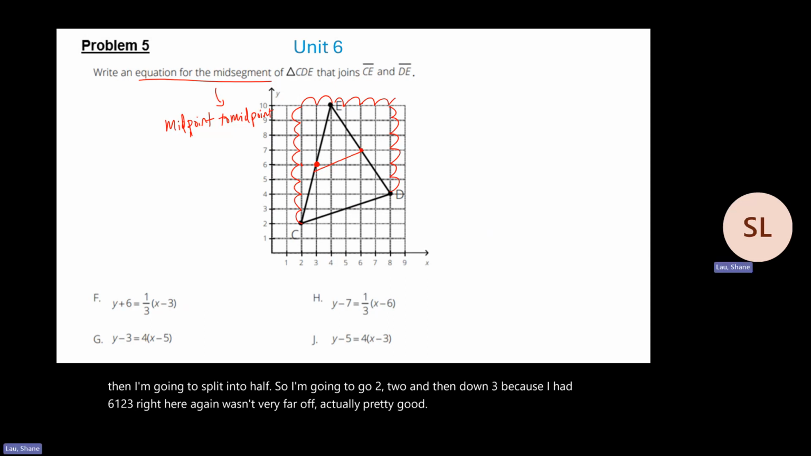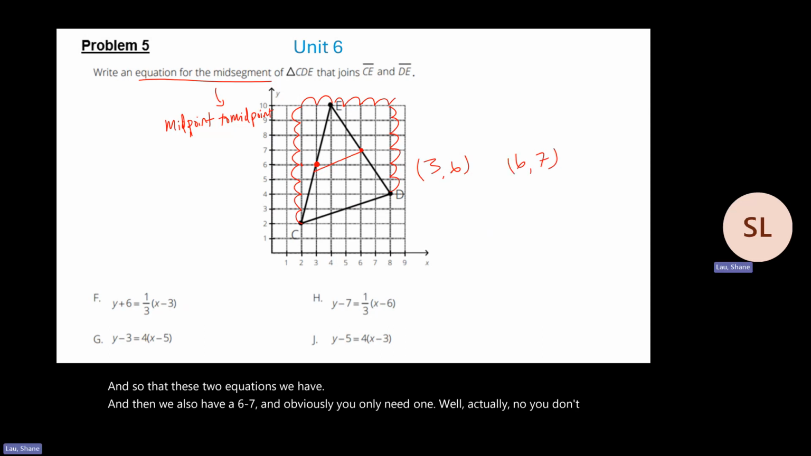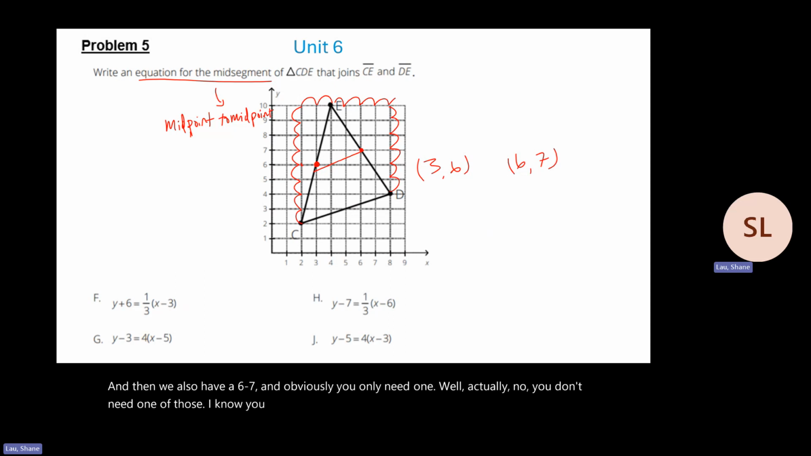And so these two equations, we have a 3, 6 and then we also have a 6, 7. And obviously you only need one. Well, actually, no, you don't need one of those. No, you do. Okay. If you only found one of these midpoints, you could have solved this because remember, a mid-segment is always going to be parallel with the segments that it is opposite to.